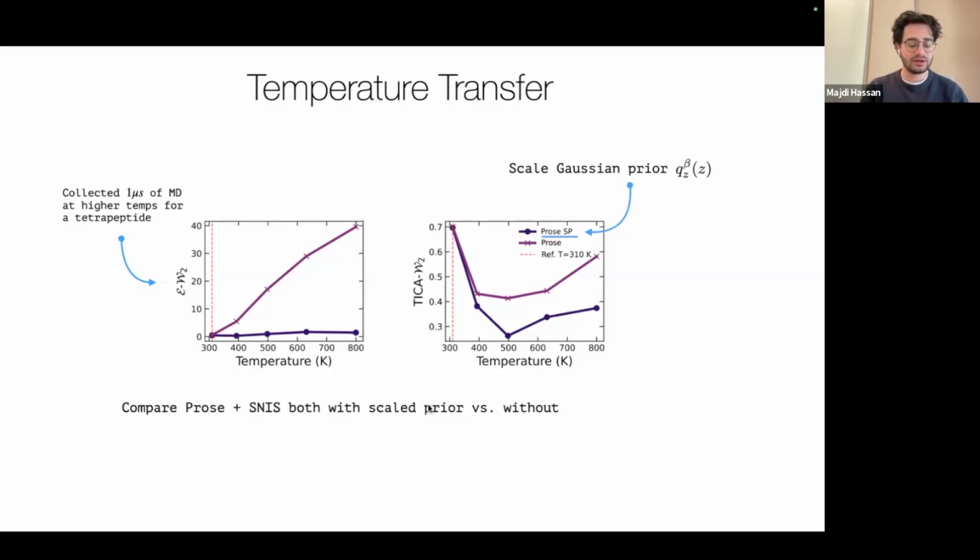And what we could see on the energy W2 and the TICA metric is that by scaling only the prior, we're able to generalize across temperature, which is really interesting, actually. And I want to emphasize that we're not retraining the model or doing any fine tuning. This is just done at inference.